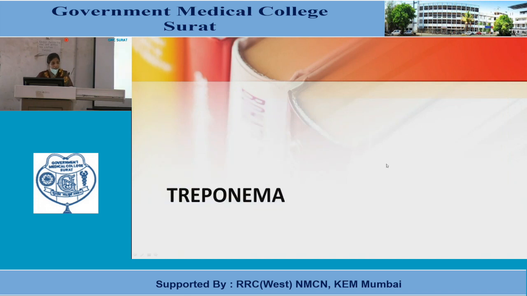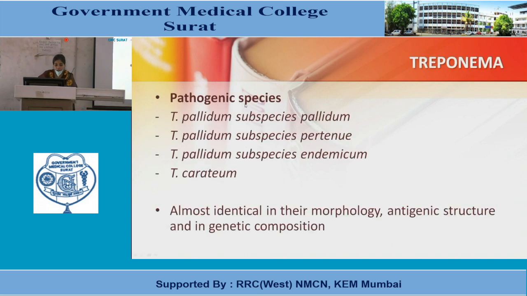Today we will discuss Treponema. Leptospira will be discussed in the next lectures. The pathogenic species, as I explained on the previous slide, are Treponema pallidum subspecies pallidum, Treponema pallidum subspecies pertenue, Treponema pallidum subspecies endemicum, and Treponema carateum. These are almost identical in their morphology, antigenic structure and genetic composition.